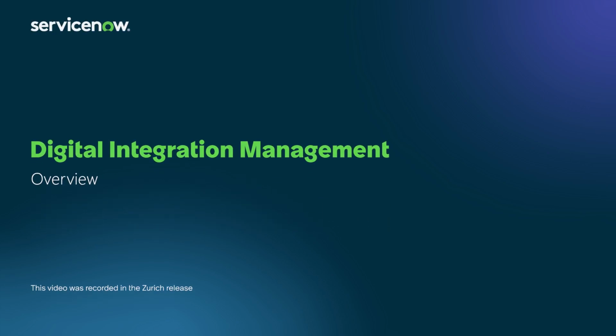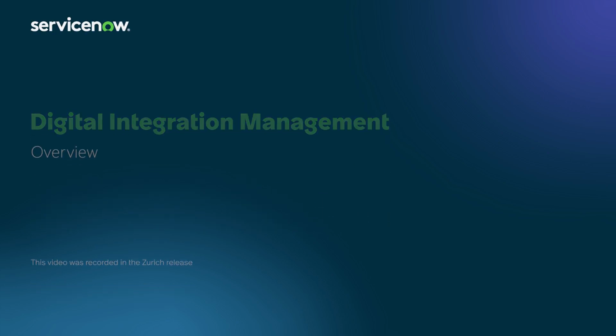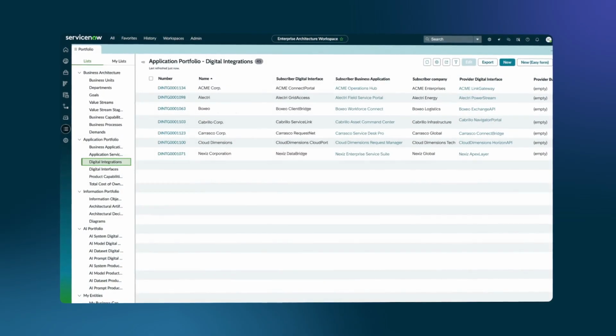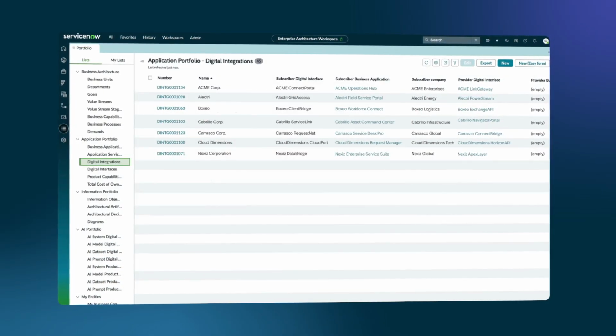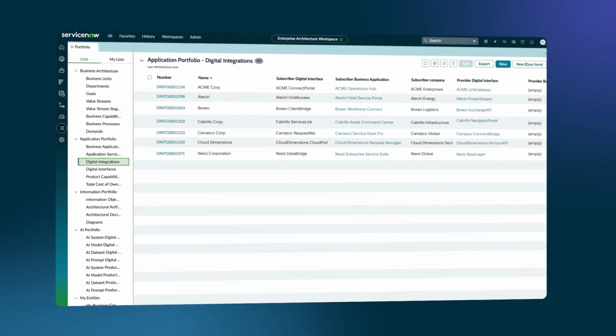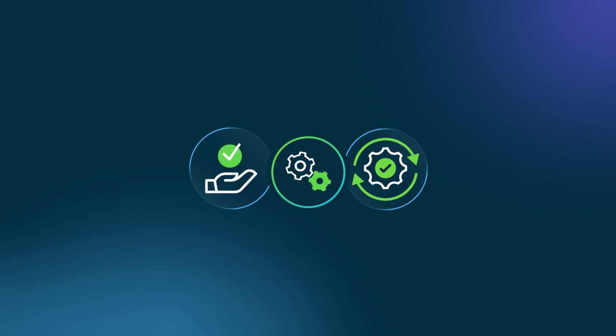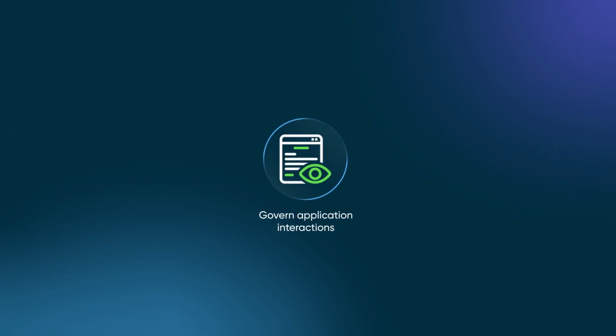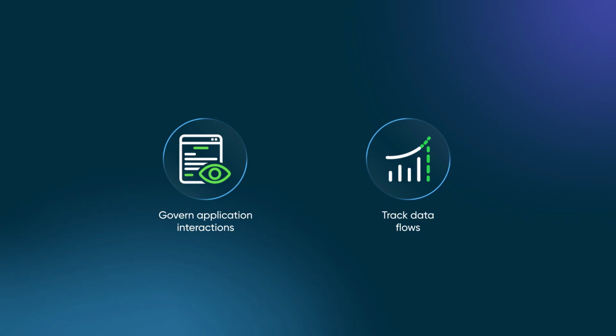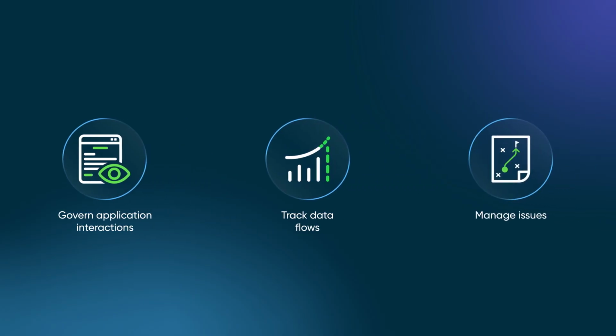Digital integration management unifies integrations that are often undocumented or scattered across teams into one governed architectural view for complex enterprise environments. A digital integration defines the connection between a provider and consumer application, with key interface metadata. Managing integrations enables organizations to govern application interactions, track data flows, and proactively manage issues across the lifecycle.